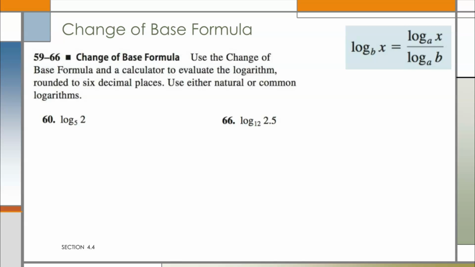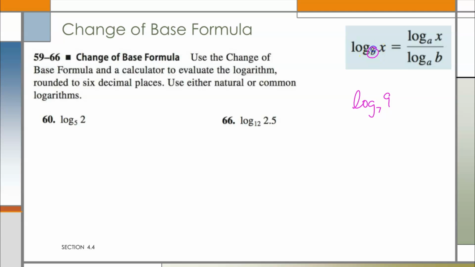Change of base formula. The change of base formula is used so that we can evaluate things like log base 7 of 9. Our calculator doesn't do that directly, but we could change its base and calculate it to a certain number of decimals. Okay, that's the change of base formula.